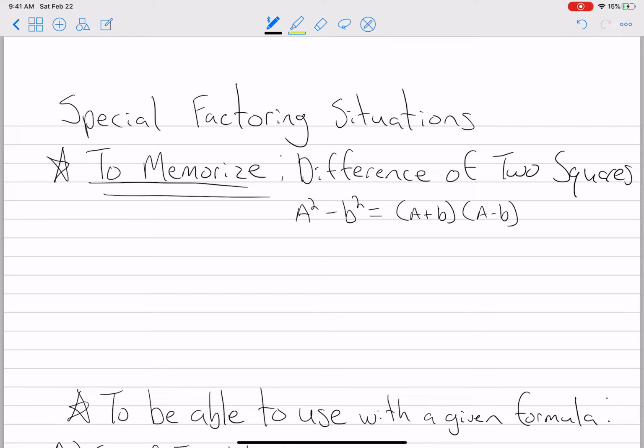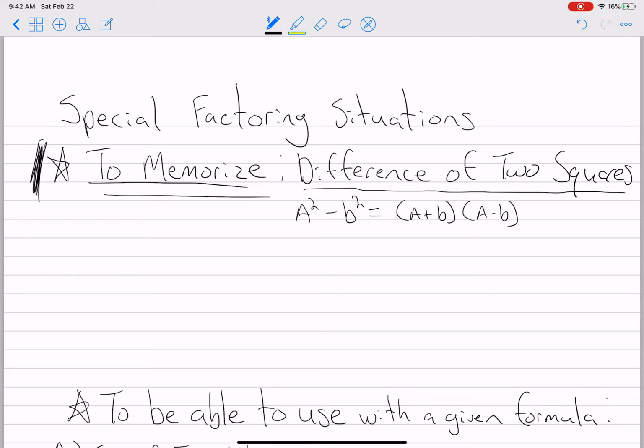All right. So we're going to talk about special factoring situations, one which you need to memorize, the other two which you just need to know how to use. The first one that you need to memorize is the difference of two squares: a squared minus b squared. That's something that you just need to recognize and to be able to use.